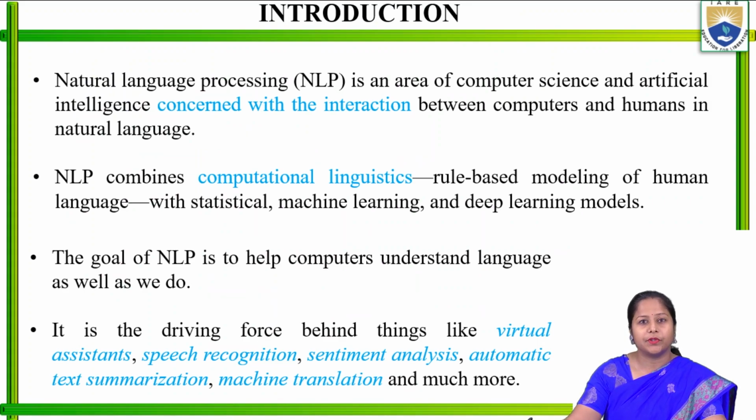So natural language processing, NLP, is basically an area of computer science and artificial intelligence concerned with the interaction between computers and humans in natural language. So NLP basically combines computational linguistics, that is related to the linguistic science, with machine learning algorithms. So rule-based modeling of human languages with statistical, machine learning and deep learning models. Like that it will be combined.